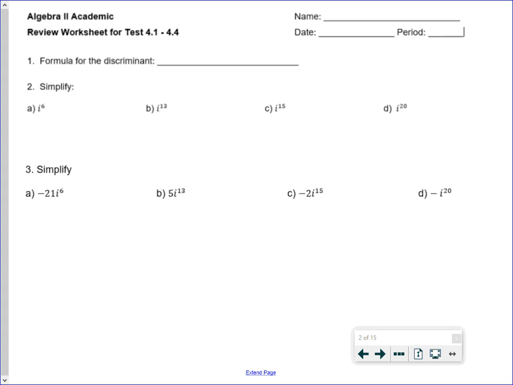How's it going, guys? Today we're going to be going over the Algebra 2 review worksheet for test 4.1 to 4.4. So let's go ahead and get started.